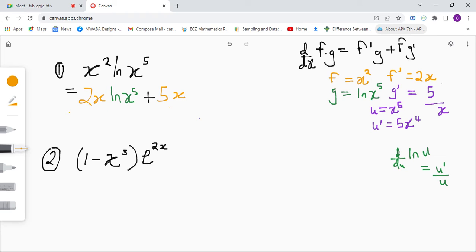We can even factorize it further. We have x here and we have x here, so we can put x outside, and we'll remain with 2 times the natural log of x to the power 5, plus 5. The x to the power 5 inside the log isn't affected.